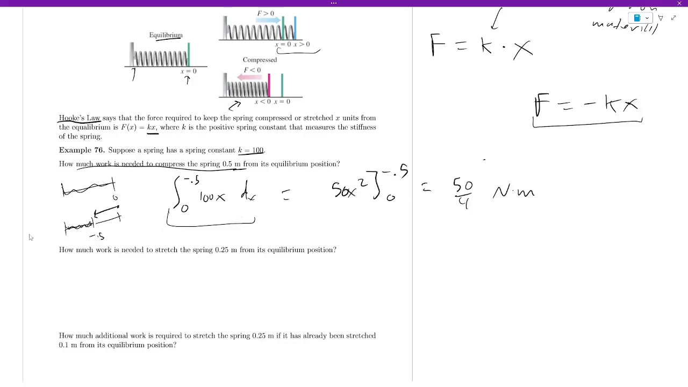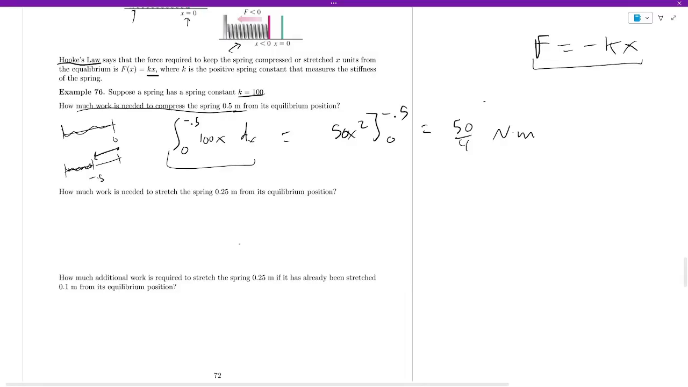Okay, let's look at another example. Same spring, but now we're going to stretch the spring 0.25 from equilibrium. Again, I'm imagining here's equilibrium, then I'm stretching it up to position 0.25. I stretched it from position 0 out to position 0.25. That journey starts me at 0, sends me to positive 0.25, with this force acting the whole time, and then you just do it. Same integral.